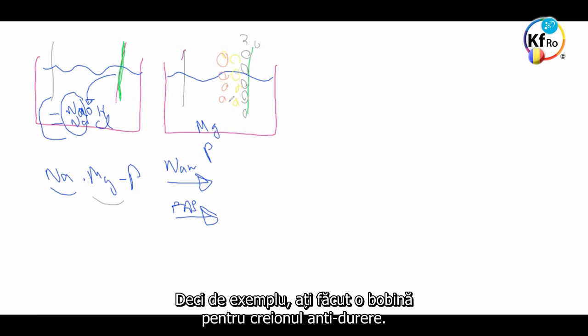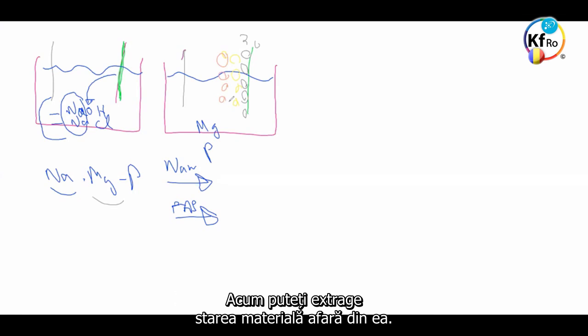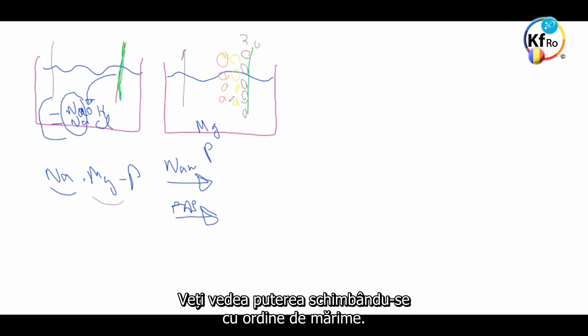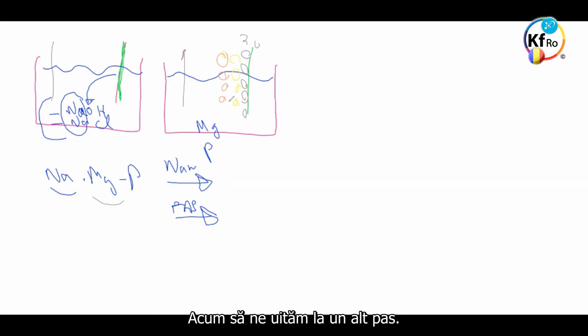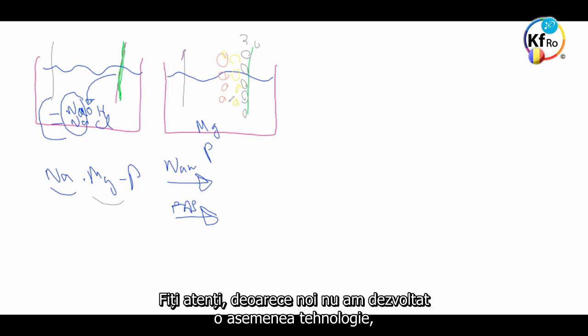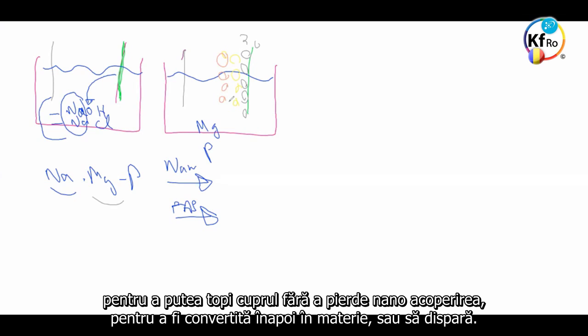So, for example, you made a paint pen coil. Now you can drain the matter state out of it. You will see the power changes by order of magnitude. Now let's look at another step. We haven't developed such a technology to be able to melt the copper without losing the nano coating to be converted back to matter and disappearance of it.